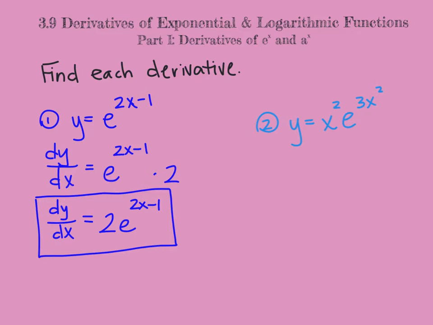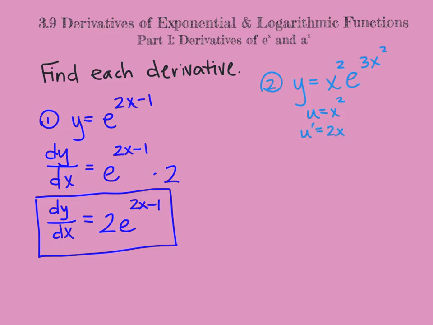We have a product. We have y equals x squared times e to the 3x squared. So we do need to use the product rule here because each one of our factors of this product has x in it. Let's identify our u, v, u prime, and v prime. Our u here is x squared, and our u prime is 2x. Our v is e to the 3x squared, and our v prime, this is its own derivative.